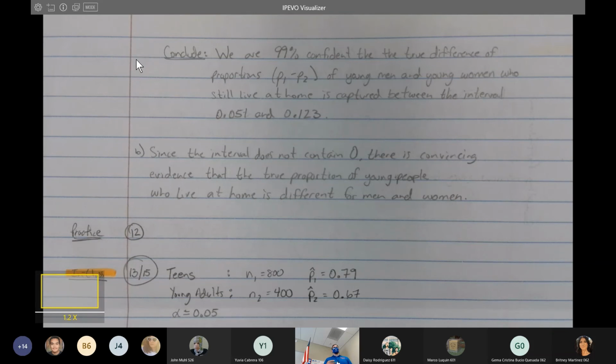We were not asked, are there more men living at home than women, or are there more women living at home than men? That was not the question asked. So you don't need to say anything about that. Saying something about that just opens the door for them marking you off points for something you weren't asked about. Answer the question being asked. Is there a difference? Yes, our evidence says there's a difference.